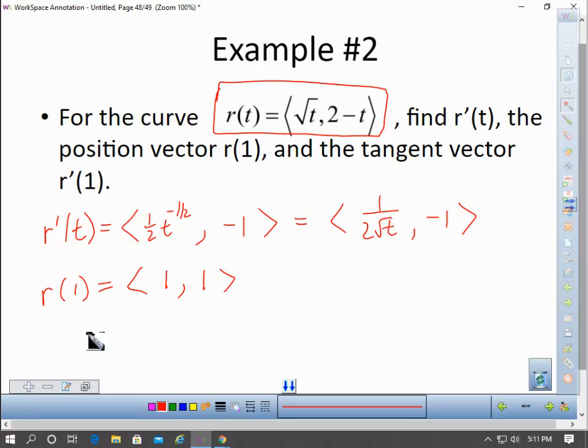Then let's do the tangent vector r prime of 1. Well, I found r prime. So now r prime of 1 just means you're going to plug a 1 into the derivatives that you got. Remember, we're just doing vectors, so I just have to put it in a vector format. So I'll put a 1 in for t. I got 1/2, and then that's just still -1. That doesn't change. It's that simple. So you're just taking the derivatives of the functions in the vector format, and then you're just plugging in the value t is 1. That's all you're doing.